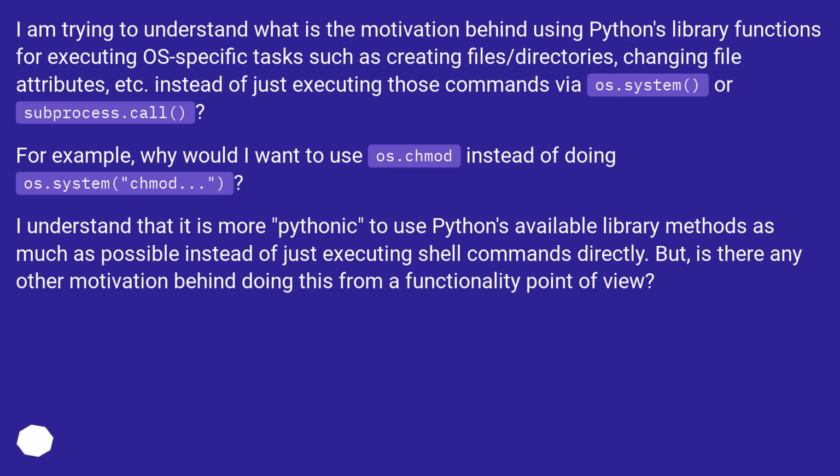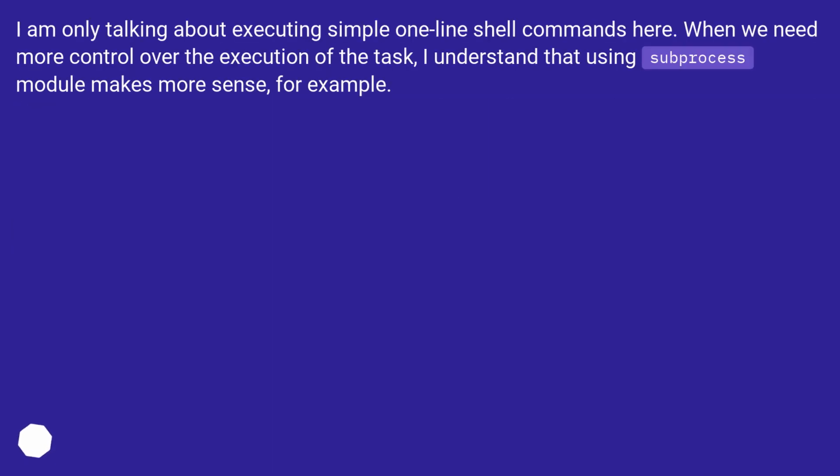For example, why would I want to use os.chmod instead of doing os.system chmod? I understand that it is more Pythonic to use Python's available library methods as much as possible instead of just executing shell commands directly. But, is there any other motivation behind doing this from a functionality point of view? I am only talking about executing simple one-line shell commands here. When we need more control over the execution of the task, I understand that using the subprocess module makes more sense, for example.